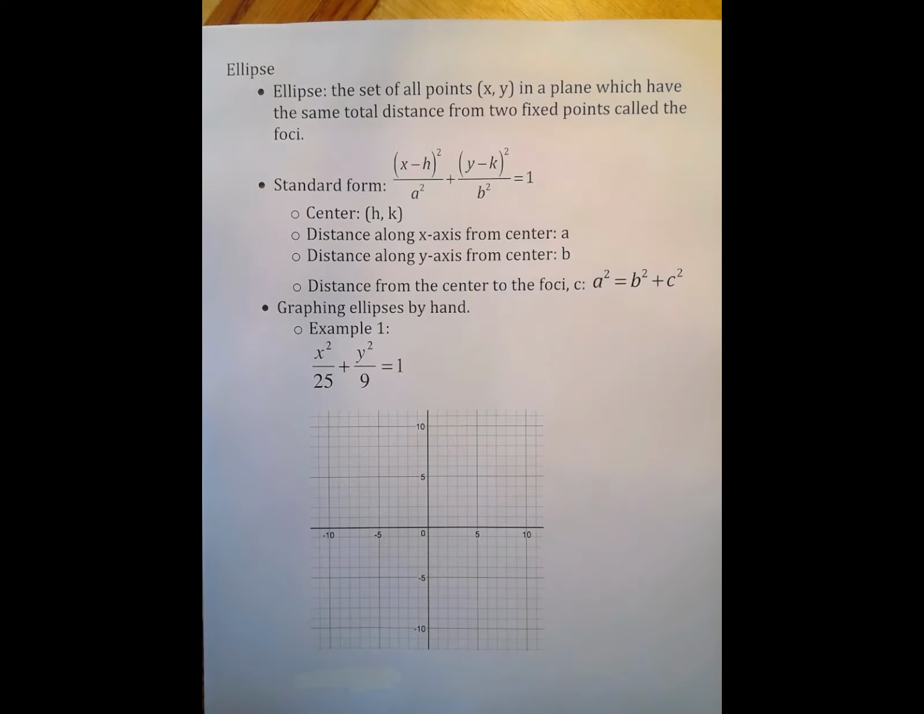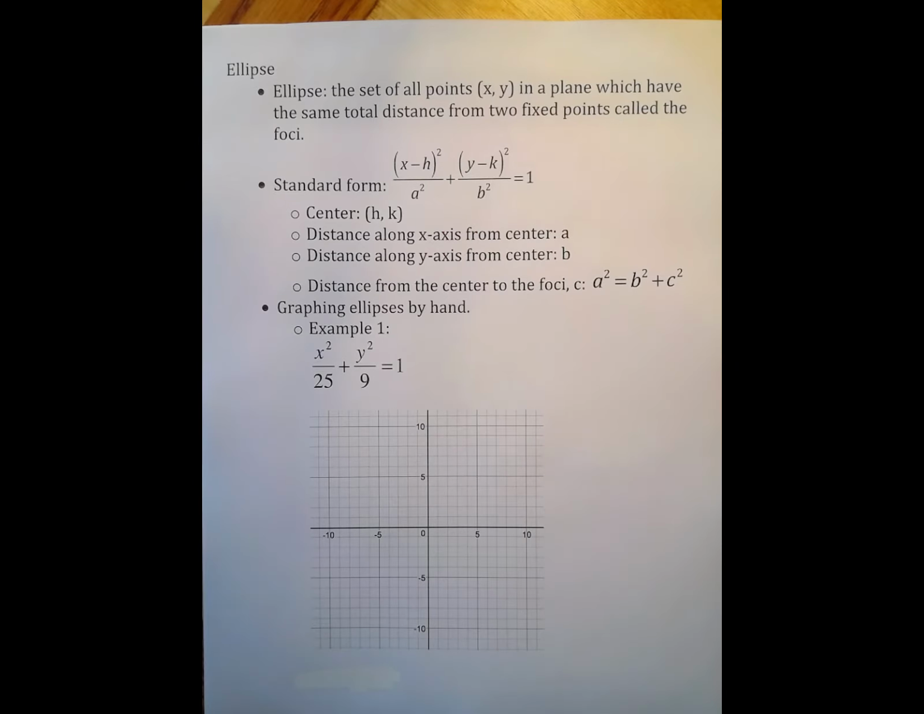So the definition of an ellipse is the set of all points (x, y) in a plane which have the same total distance from two fixed points called the foci. The place where you put the endpoints of the string, those are each the foci, and the same total distance means that the string length didn't change as you used your pencil to trace it out.